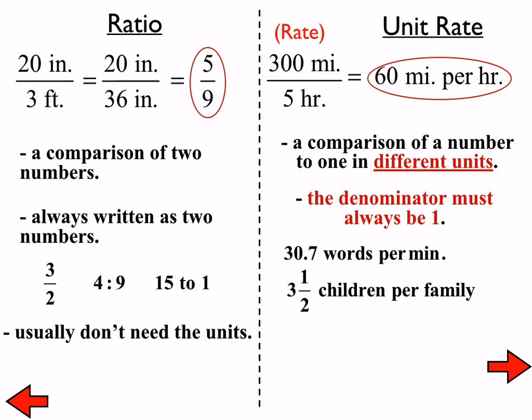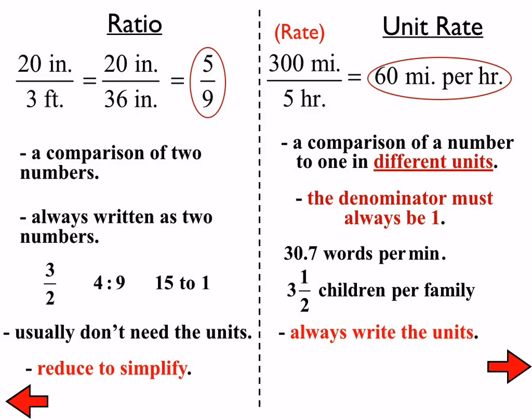For ratios, we usually don't need the units. For unit rates and rates, we always write the units. For ratios, we reduce to simplify. For unit rates, we divide to simplify because we need the denominator to be equal to 1.